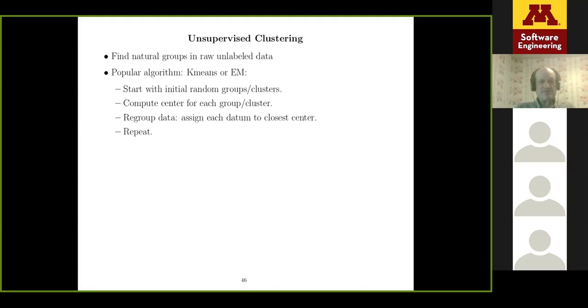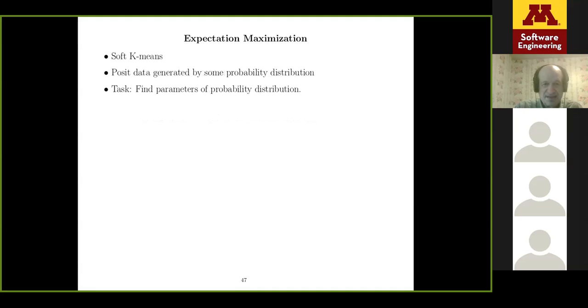One of the popular algorithms here is the simple-minded one, k-means, which basically follows a simple paradigm. You start with an initial random assignment to groups. You then compute the center for each group, or hub, and then you regroup the data. And you repeat until it looks good.